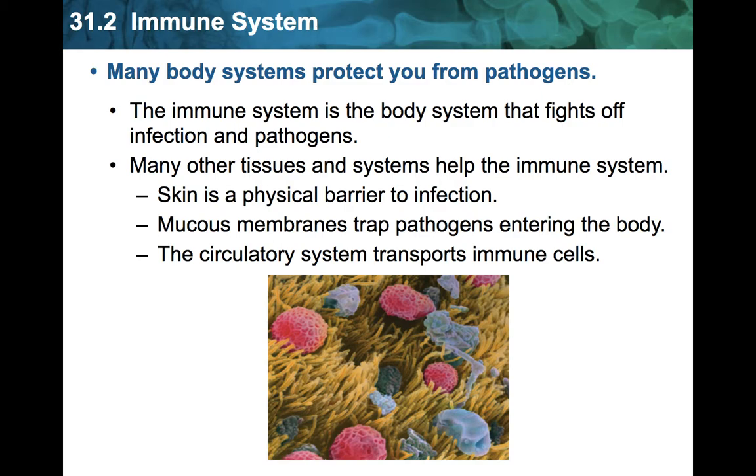The circulatory system transports immune cells. When we talked about blood, we talked a little bit about the white blood cell and how those greatly affect your immune system. They're very helpful. They're necessary for your immune system, and the circulatory system is what helps circulate them through your body.